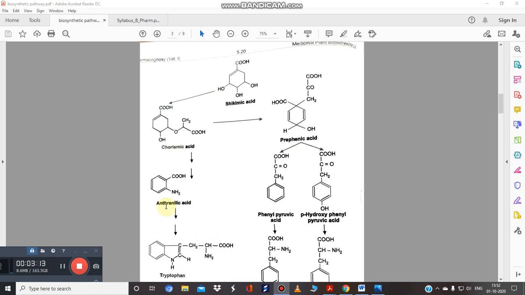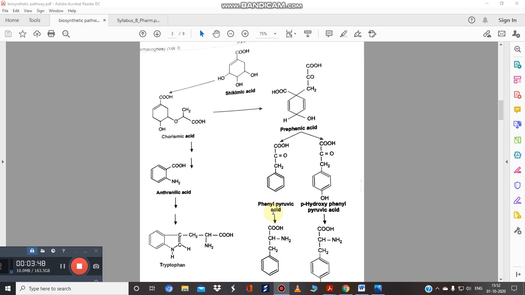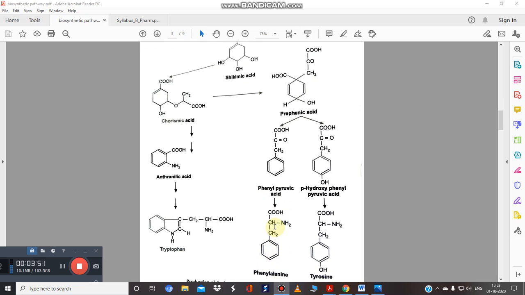How is it produced? There are a number of reactions here. The two symbols mean there are different intermediate reactions, but you have to remember only this. And if you look over here, chorismic acid, by a simple rearrangement, gives prephenic acid. On dehydration and decarboxylation, prephenic acid finally yields the amino acid phenylalanine.